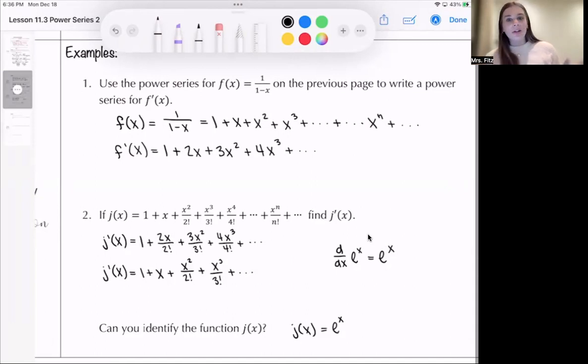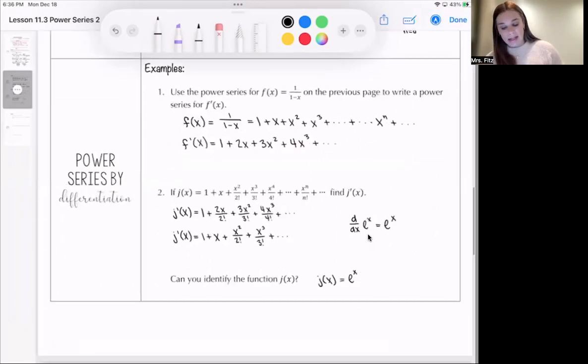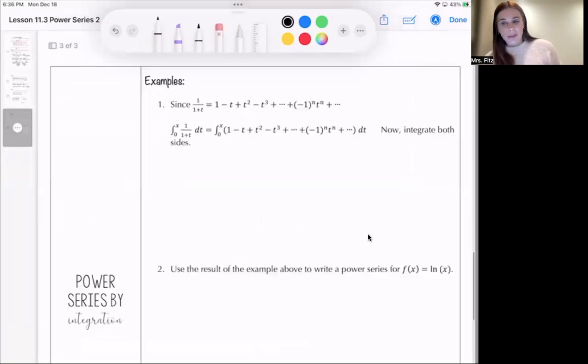Okay, we're going to learn way more about this. This is one of the elementary series that we're going to be doing, which is in the next lesson. But let's go ahead and jump into some more examples. Okay, so the next one says, since 1 over 1 plus t equals 1 minus t plus t squared minus t cubed plus dot dot dot plus negative 1 to the n, t to the n plus dot dot dot, right? It's going to continue.